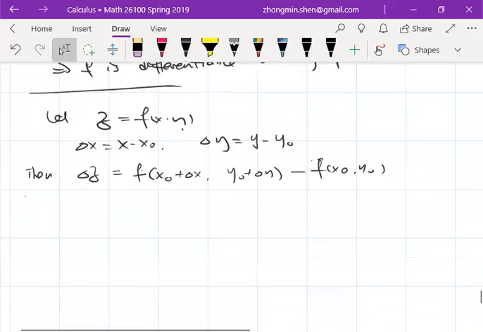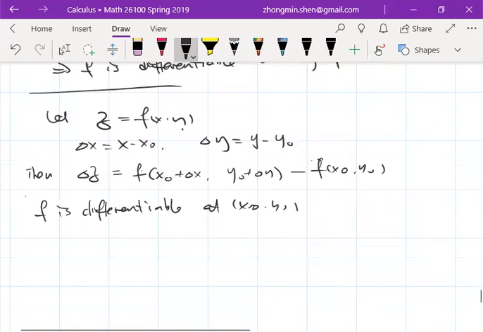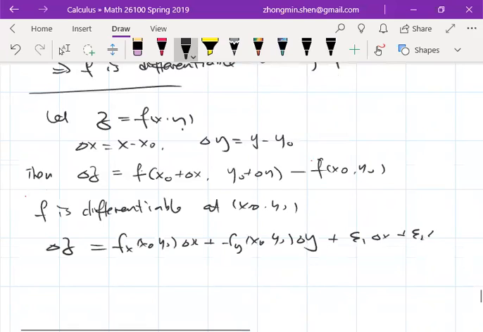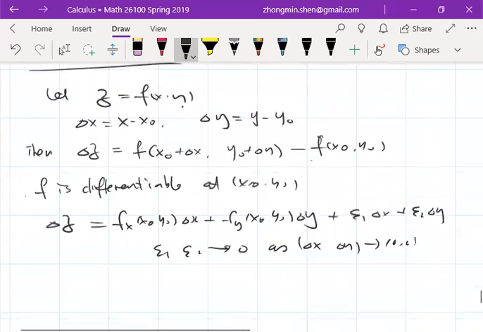Okay. So f is differentiable at the point x0 means delta z equals f sub x delta x plus f sub y delta y, plus those terms, where epsilon 1, epsilon 2 approach 0. Okay, so let's go back and look at this.